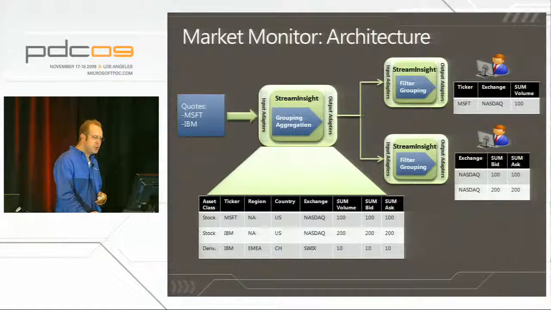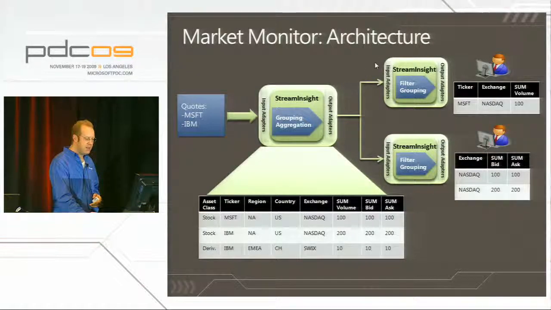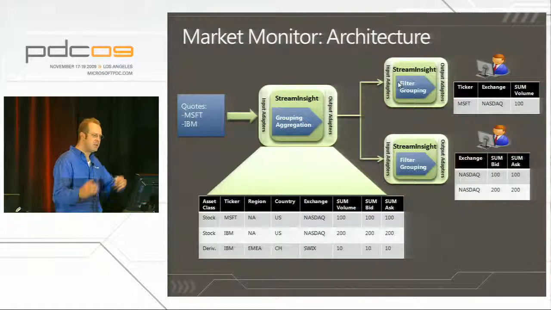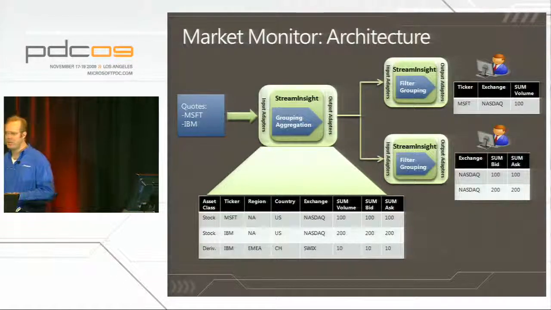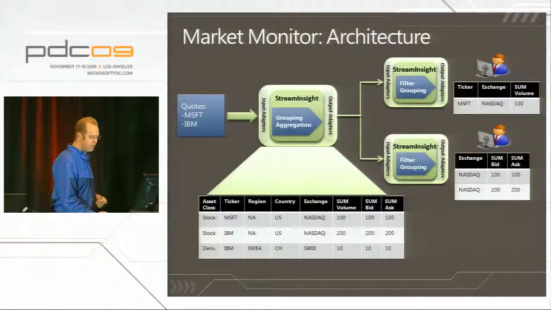So in order to do that and implement that, we're firing up a second StreamInsight engine that sits here at the trader's desk, and it does the necessary filtering to narrow down the set of data items that the trader is looking at. It may need to do some additional groupings and some additional aggregation based on the query that the trader has put in place.